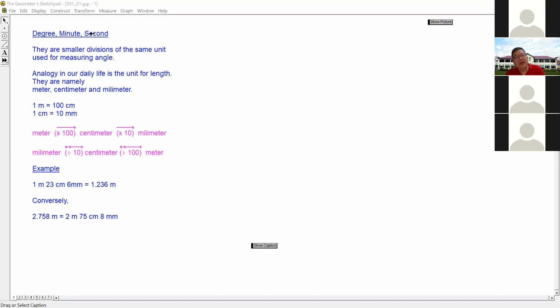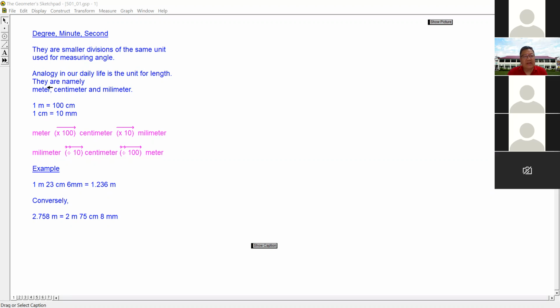Now, degree, minute, and second, maybe some of you don't understand what it is, okay? But they are actually the same unit, but smaller division. The minute and second, they're actually the same unit, but smaller division, okay? Right. So if you still don't understand, then let me make you an analogy.